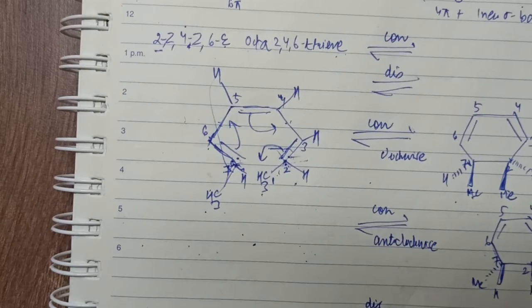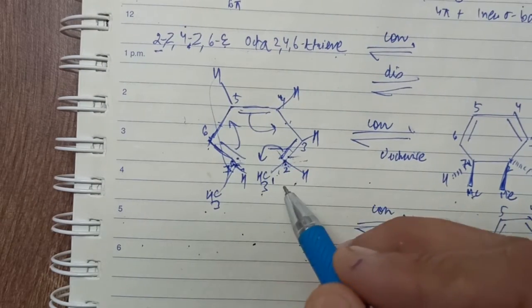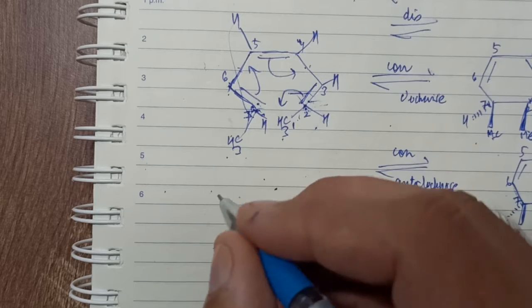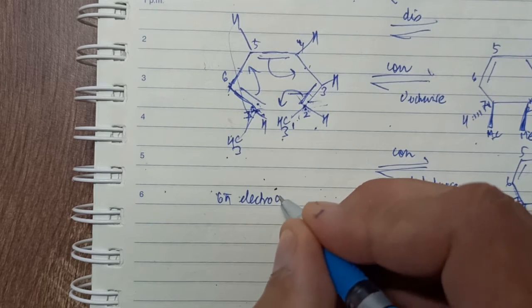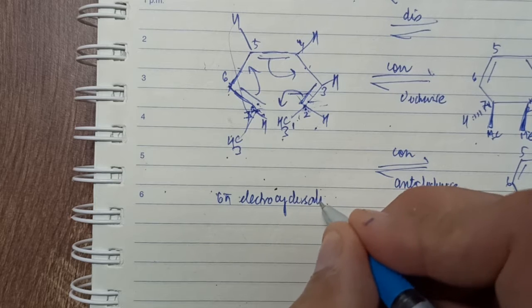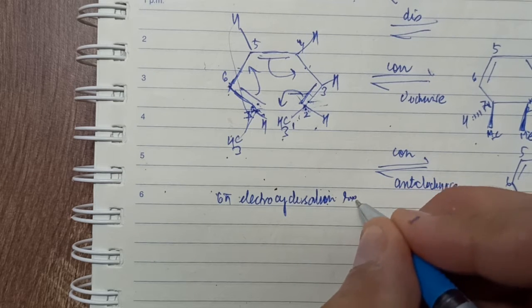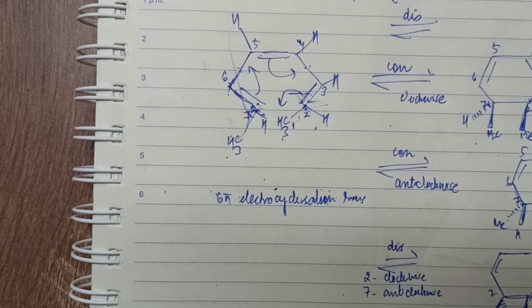How do I categorize this reaction? Since there were 6 pi electrons involved in electrocyclisation, I can call this electrocyclic reaction as 6 pi electrocyclisation reactions. Right? So this is something regarding a hexatriene system with different substituents attached to it.